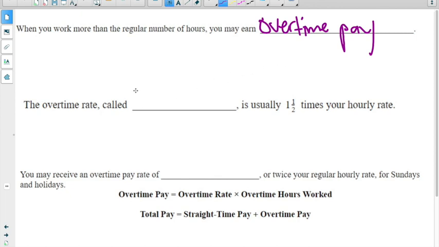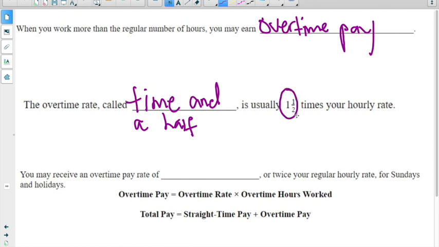The overtime rate, sometimes called time and a half, is usually 1.5 times your hourly rate. You may receive an overtime pay rate of double time, or twice your regular hourly rate, for Sundays and holidays.